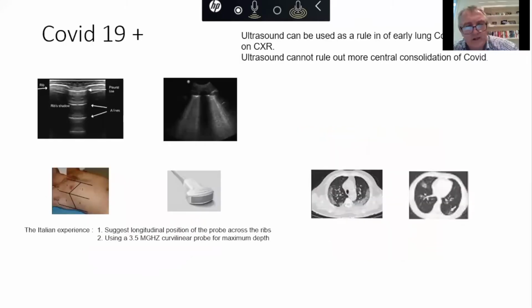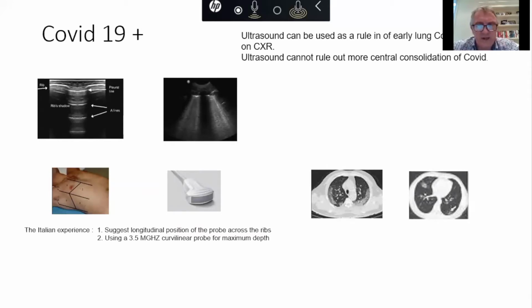So let's get a flavour of ultrasound and how it has evolved very quickly, in a very short period of time, to be useful in this pandemic we have, COVID-19. I'm just going to go through the principles of chest ultrasound and then try and highlight them with some clinical cases.